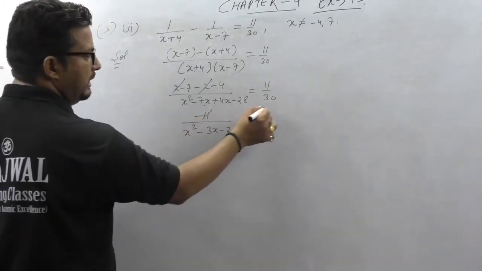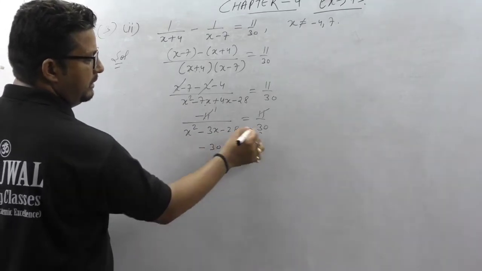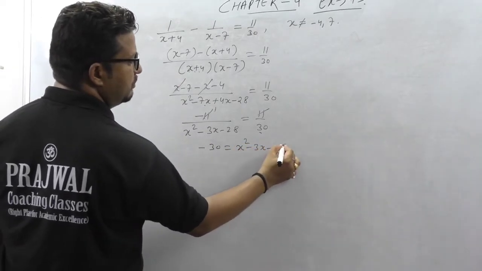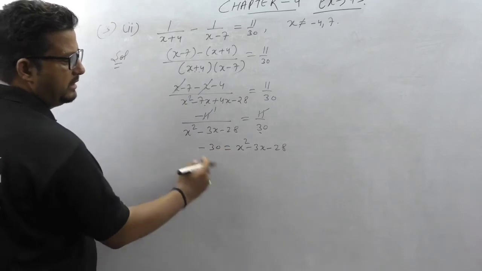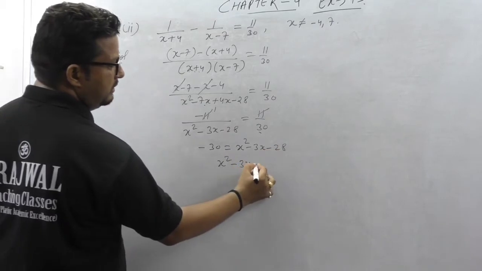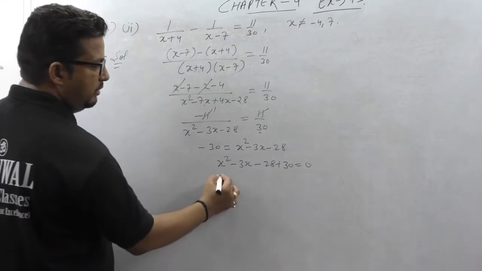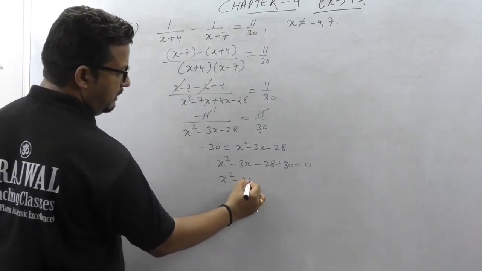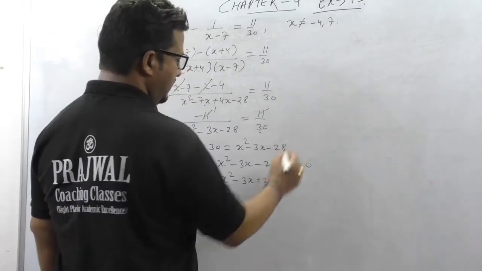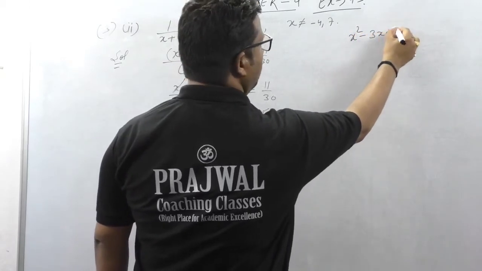If you see here, it will be cancelled. Here minus 1 will be left. So now minus 30 will come this side. If I multiply and shift this value that side, it will be x square minus 3x minus 28. Alright. Now I will arrange this term and shift that 30 that side, so it will be x square minus 3x, and if I shift 30 that side, it will be plus 30 and equal to 0. Alright, so you get x square minus 3x plus 2 equal to 0. So this is your equation. So our equation is x square minus 3x plus 2 equal to 0.